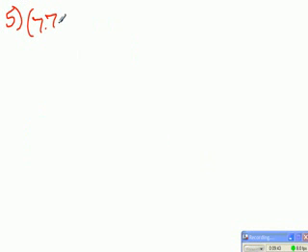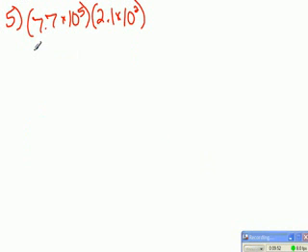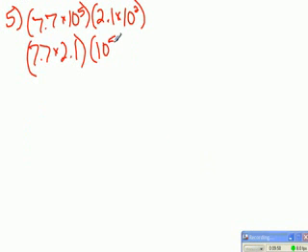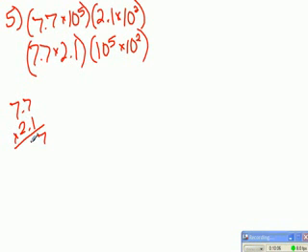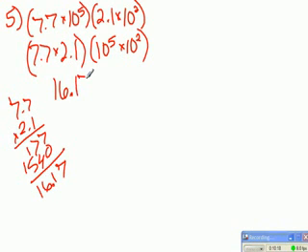Number 5, we have 7.7 times 10 to the 5th and 2.1 times 10 squared. Again, I would split it, 7.7 times 2.1 and 10 to the 5th times 10 squared. And I don't know what 7.7 times 2.1 is, so I'm going to do that. That gives me 16.17, with 2 decimal places, times 5 plus 2 gives me 10 to the 7th.